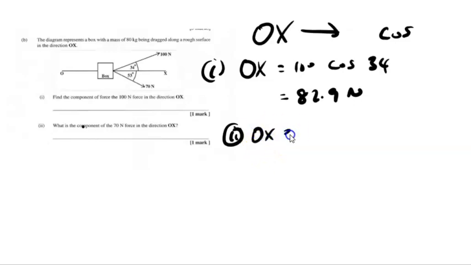Part 2 asks us for the OX value for 70. So the OX value for 70, same thing: 70 cos 53. That gives me 42.1 newtons. All right, so we finished that portion there.